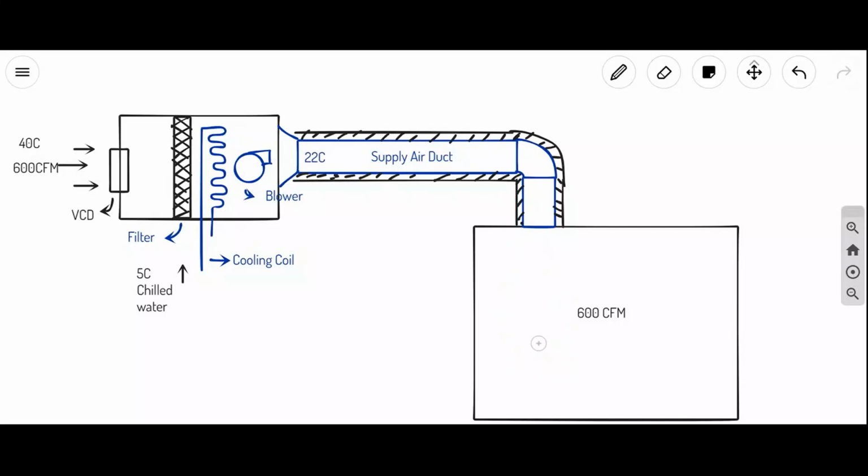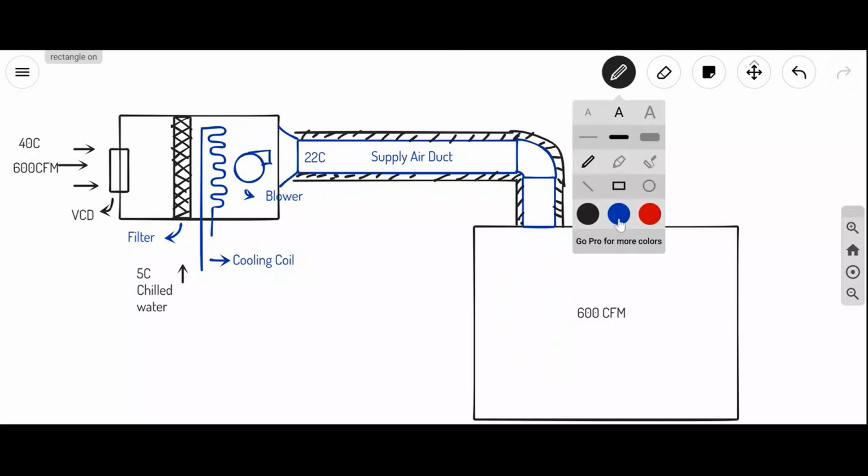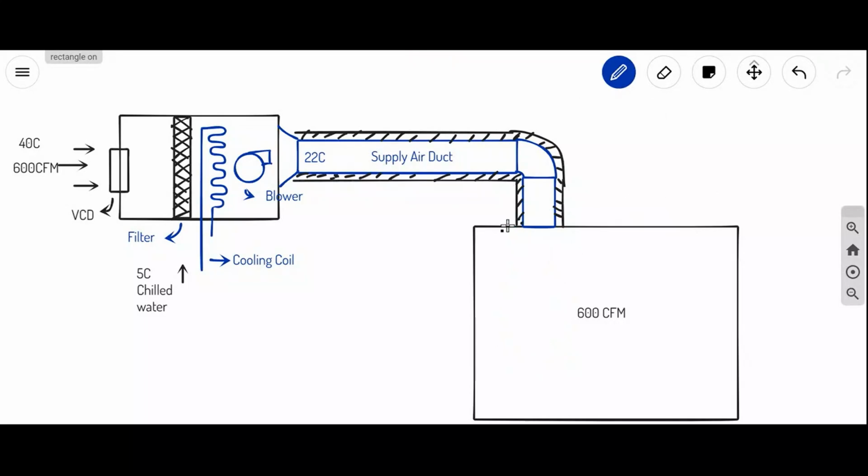Okay, to distribute that air we use, as I said yesterday, the terminals. Terminals are like air showers. Okay, it throws the air in different directions. Like this, it throws the air in different directions.